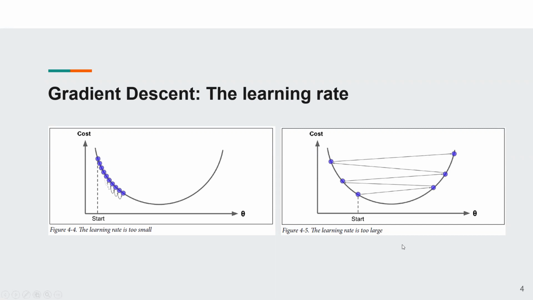On the other end, if the learning rate is too large, you start here, and because the learning rate is too large, you go to a new solution of theta, and as you continue to update, you jump back and forth and are not able to find the theta that would give you the minimum cost. So you have to be really careful about the learning rate selection in gradient descent methodology.